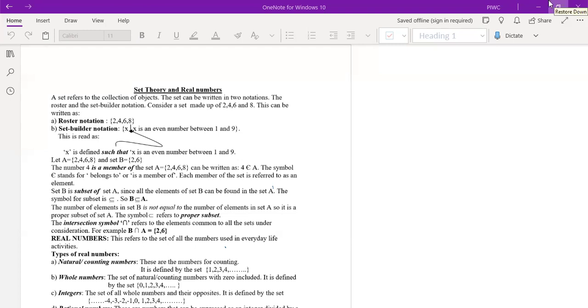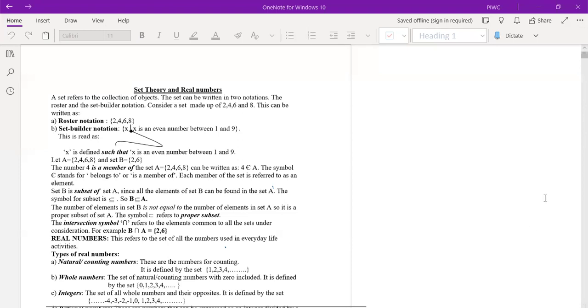In this series, I will be making some videos on algebra concepts. And the first video we want to talk about here is the set theory and real numbers.